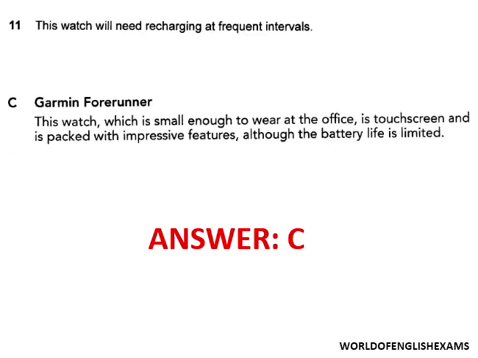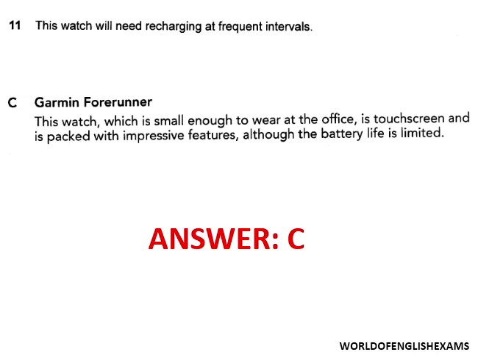This watch will need recharging at frequent intervals. Let's read C. That is Garmin Forerunner. This watch, which is small enough to wear at the office, is touchscreen and packed with impressive features, although battery life is limited. Battery life is limited means you need to frequently be recharging the batteries. Hence, what is the answer? Clearly, it is C. Have you seen how easy it is once you go with the meaning, guys? I hope everyone is following me.